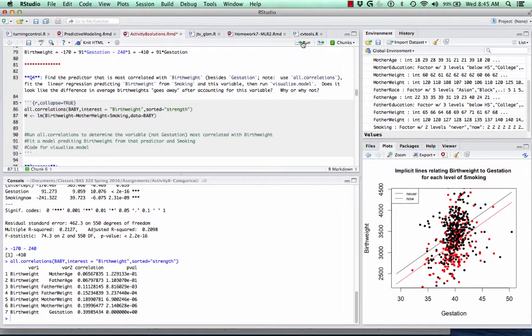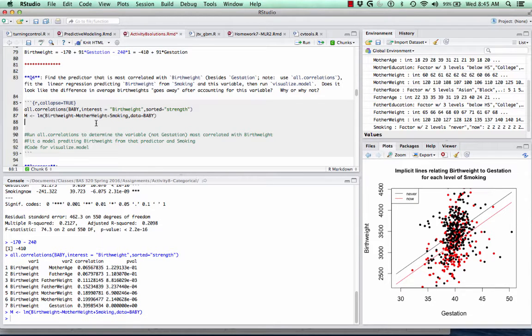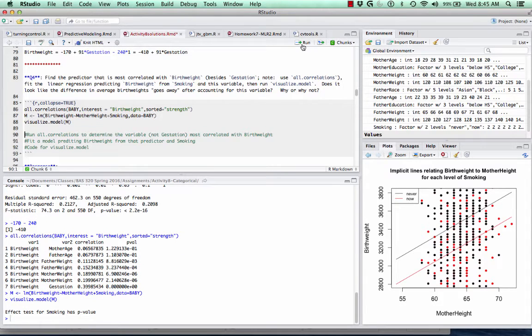So let's fit this model, and let's visualize this model. What we see is that after accounting for differences in mother's height, we still see a really big difference in average birth weights of babies born to mothers who never smoke, the black line, and mothers who do smoke, the red line. So if we compare babies born to mothers of the same height, let's say 60 inches here, we do see the really big difference in the average birth weights.